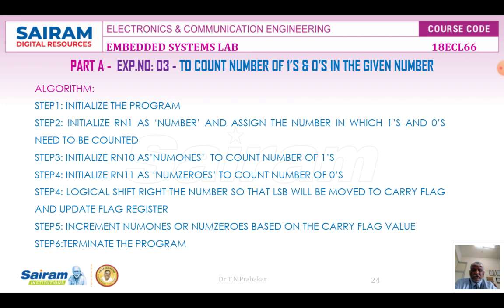Once this is done, we are going to increment num1s or num0s based on the carry flag value. If the carry flag is equal to 1, then I am going to increment num1s, and when the carry flag is equal to 0, then I am going to increment num0s by 1. Say my data is 8-bit data, and all the 8 bits are shifted towards the right and all the 8 zeros are added from the left. Once all the values become 0, that is the condition for termination.